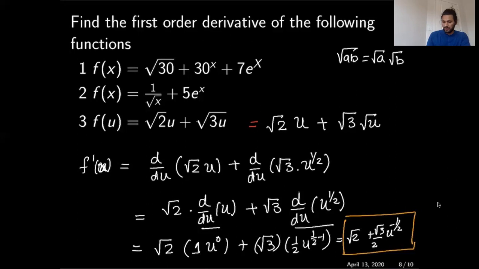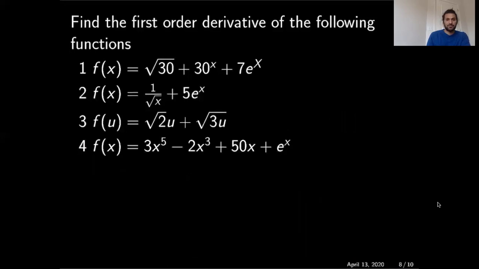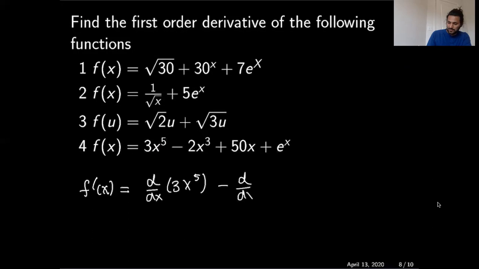Let's take one more problem. This is problem number 4. And the derivative of this function, f prime of x, will be simply dy by dx of 3 to the power 5 minus dy by dx of 2x to the power 3 plus dy by dx of 50x plus dy by dx of e to the power x.